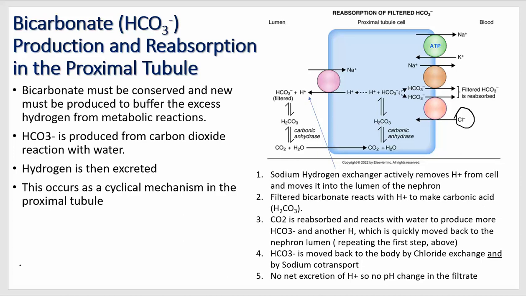Okay, so I think we just went through all of this. Bicarbonate is moved back to the body by chloride exchange and by sodium cotransport. So really, when we look at that, there's no net excretion of hydrogen, so there's no pH change in the filtrate. The hydrogen is moving out, but I said earlier that it might bind to something, but it looks like the equation here is just working in reverse.